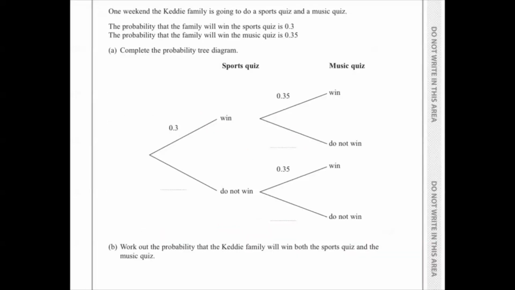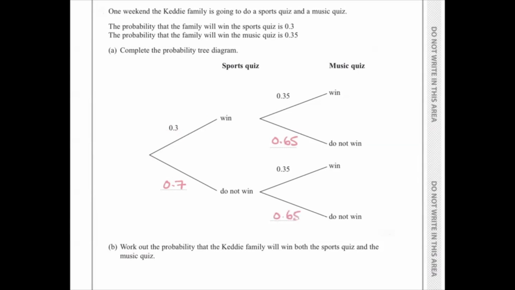Okay, so the other common probability question that we see are tree diagrams. We've been given some information about a family winning the sports quiz or the music quiz, and they very kindly started the tree diagram for us. So what we need to do is complete it. These branches must always add to 1. So if I've got 0.3 on that, I would need 0.7 on this one. And then I use that fact on all the branches to finish them off.